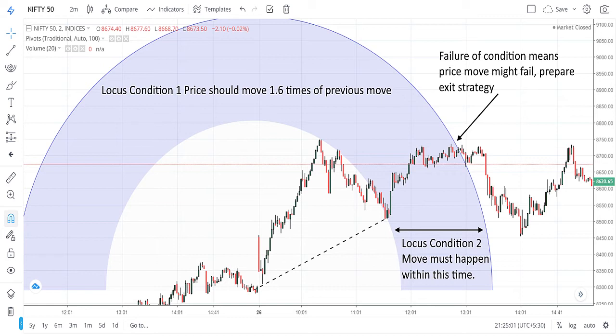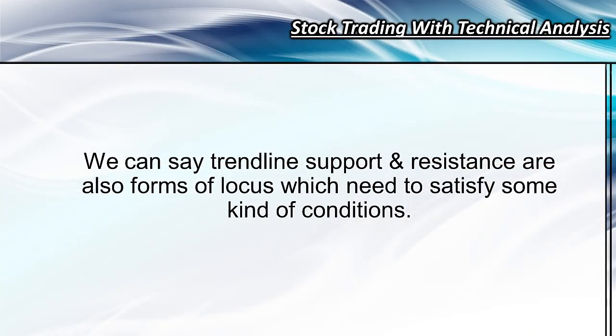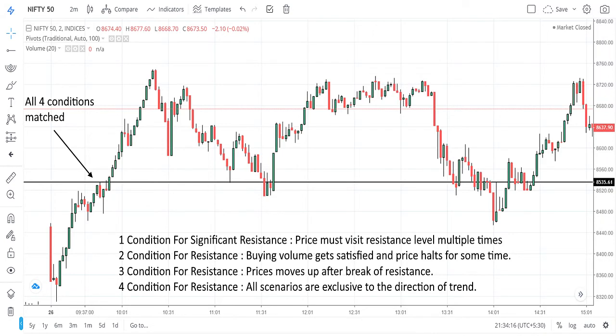This would have given you an idea that the trade has a high probability of failing and you might have to exit before taking losses. In general, we can say trend lines, support and resistance are also forms of locus which need to satisfy some kind of conditions. For example, the black line was acting as significant resistance. At significant resistance levels, prices visit multiple times. In mathematical terms, we can say a significant resistance line is a locus with the condition that buying bids should get satisfied multiple times. Failure of this condition means buying bids might not get satisfied for some period of time. When that happens, we say a resistance has successfully broken and we take the trade.